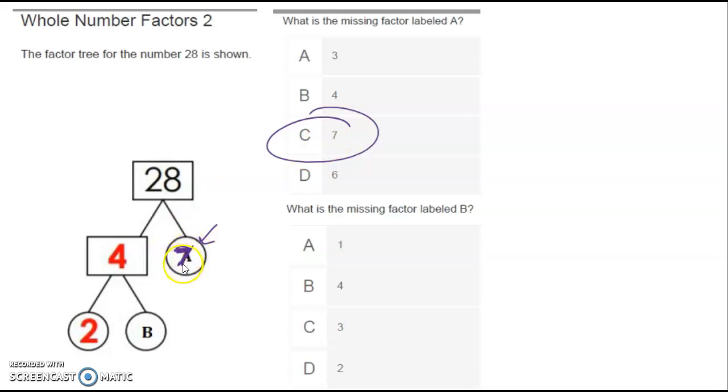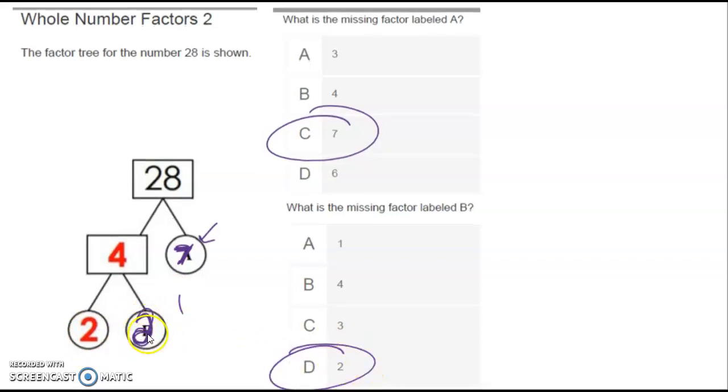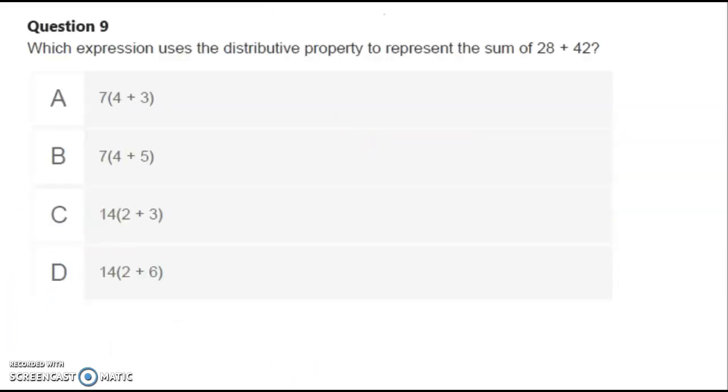Now 7 is prime, that's why it doesn't have any more bubbles underneath it, because the only things that multiply to be 7 are 7 and 1. But this 4 is not prime. They broke it down again to two numbers that multiply to be 4. Its only option is 2 times 2. That would go in this category of B. You're not going to see a whole lot of prime factorization trees, but they are super nice. They're super easy.